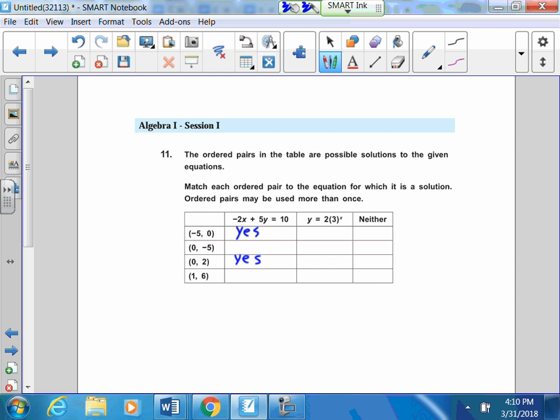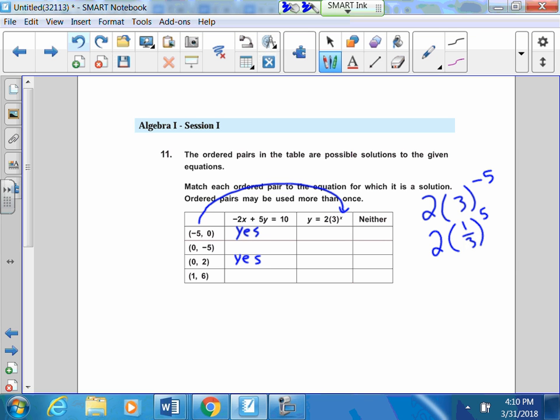Let's check this. By the way, this equation is a linear function. This equation is an exponential function because x is the exponent. So I'm going to plug in -5 for x. 3 to the -5 power. So I'm going to come out here and rewrite this. That's basically going to be 2 times 1/3 to the 5th power.